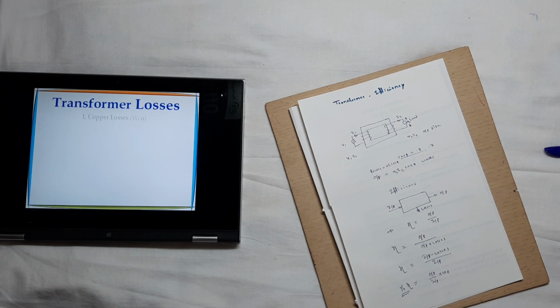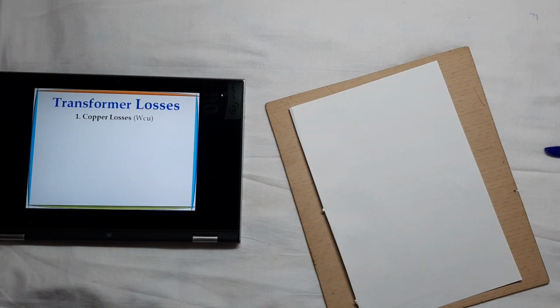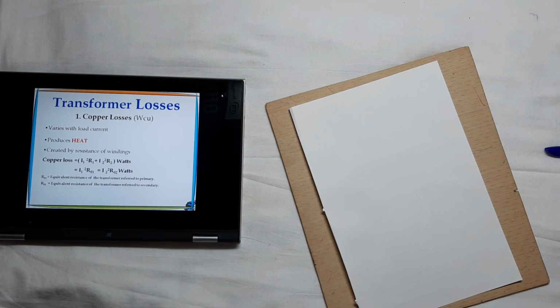The transformer losses. The first one, I told you there are two types of losses. One is called the iron loss, the other one is the copper loss. The copper loss varies with the load current and produces heat created by resistance of the winding. The total copper loss is expressed as I1 square R1 plus I2 square R2 watts, or if you are expressing the equivalent resistances referred to the primary and the secondary, it is I1 square RO1 is equal to I2 square RO2.